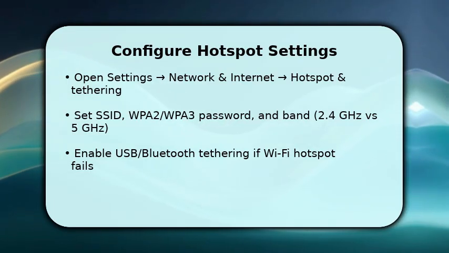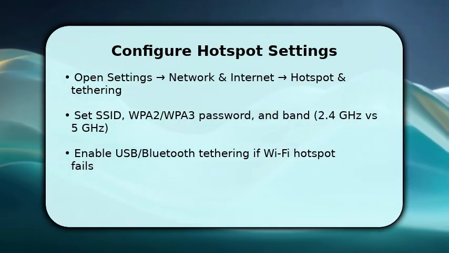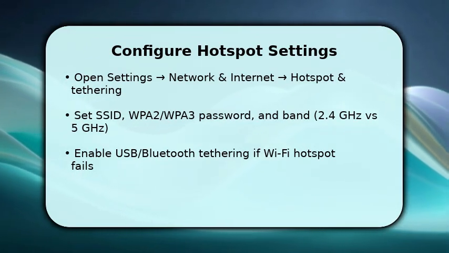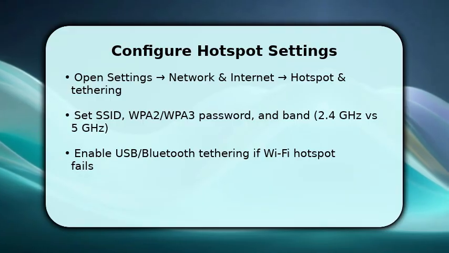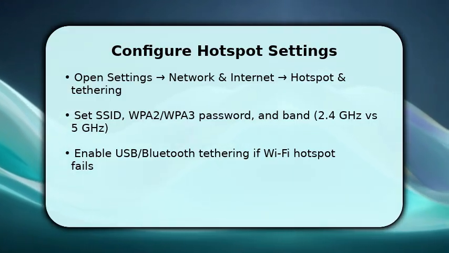Next, choose the band, select 2.4 GHz for range or 5 GHz for speed because device compatibility matters. Turn on hotspot and monitor connected devices. If Wi-Fi tethering gives problems, enable USB or Bluetooth tethering as an alternative.